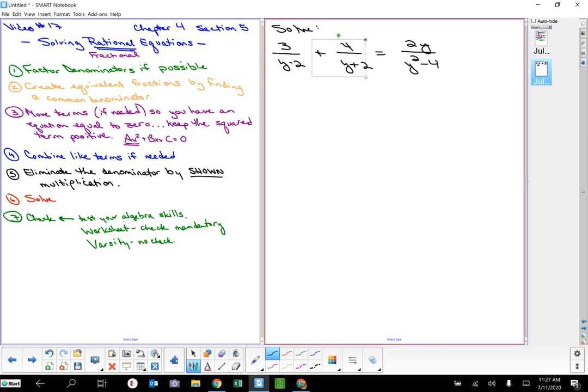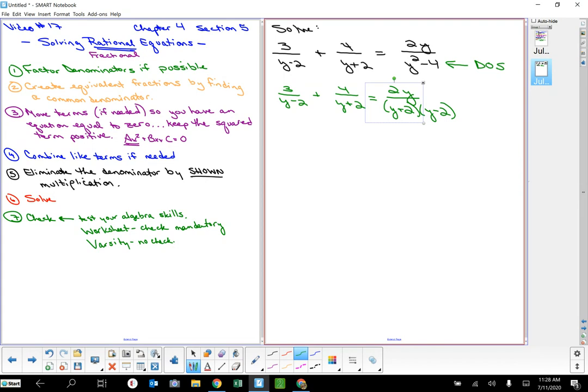Okay, well, let's take a look at the steps over there. First step in green, factor denominators if possible. Can't do anything with the first one, rewrite it. Can't do anything with the second one, rewrite it. This guy up here is a difference of squares. You should recognize that right off the bat. We're going to factor that into y plus 2 and y minus 2. All right, now we've done step 1.